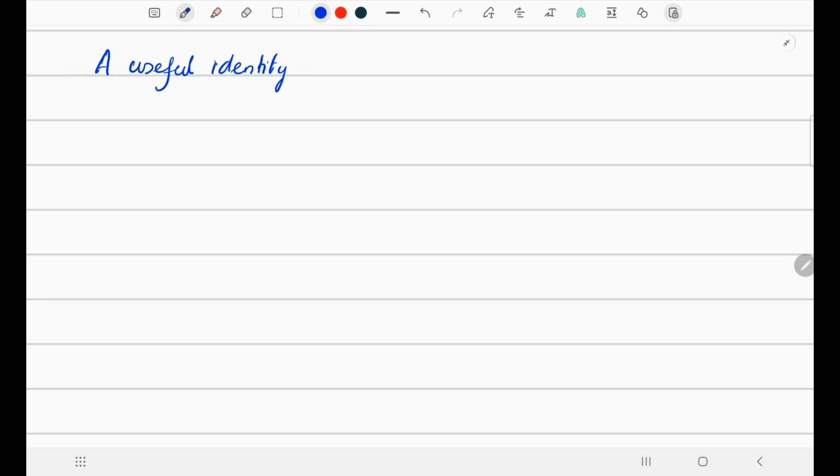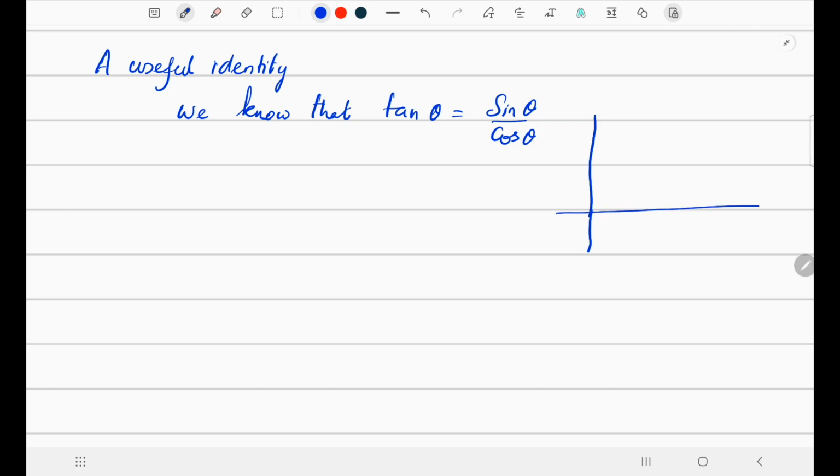A useful identity. We know that tan theta equals sine theta by cos theta. If you take a right angle triangle, this is the theta and the adjacent side is cos theta and the opposite side is sin theta. What is adjacent? The side next to the theta is adjacent and the one far beyond is called the opposite. And this length will be 1.